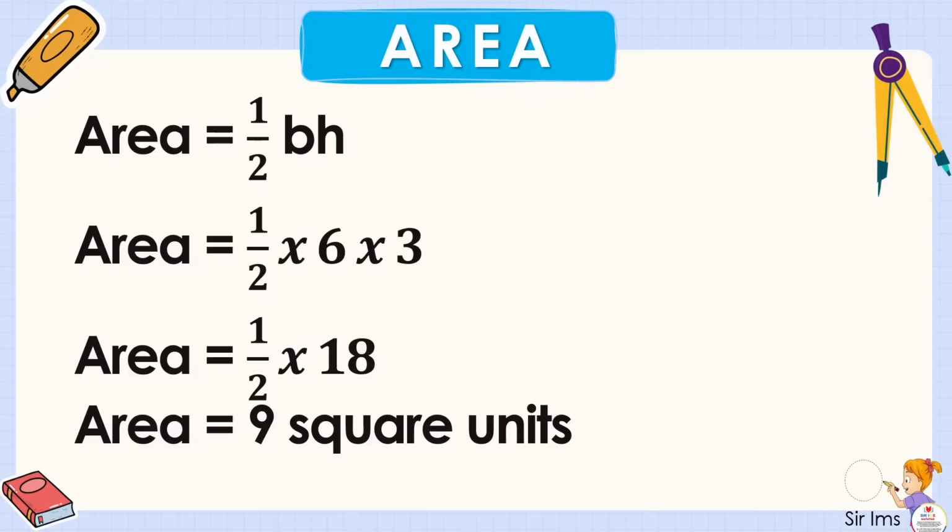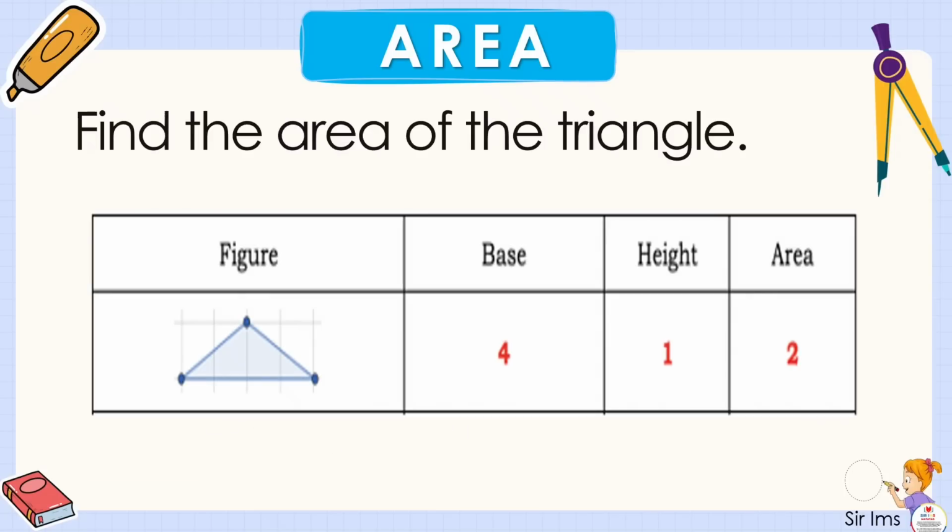Okay, so we have another example here. Find the area of the triangle. We have the figure. For the base, we have 4 square units: 1, 2, 3, and 4. For the height, we only have 1 square unit. And the area is 2. Ma'am, how did the area become 2?